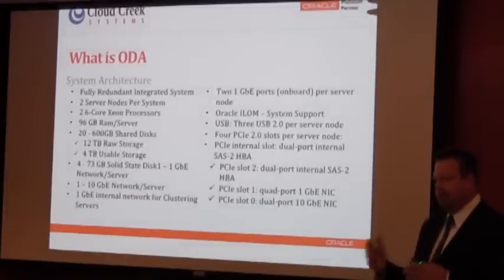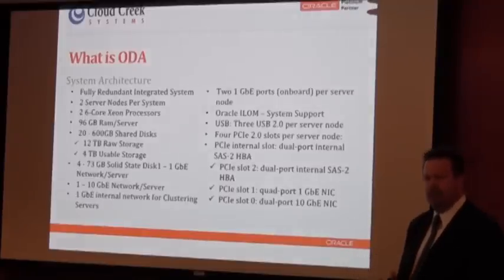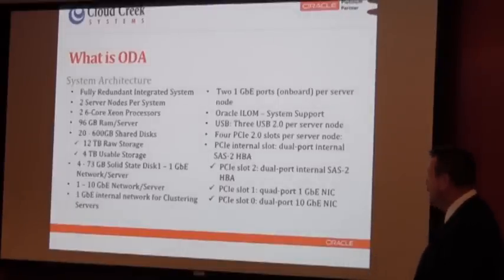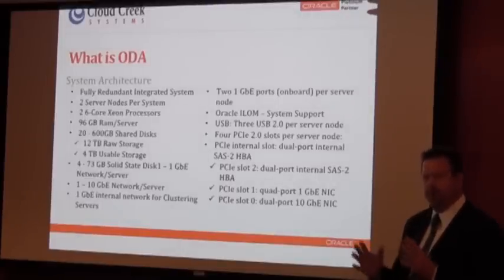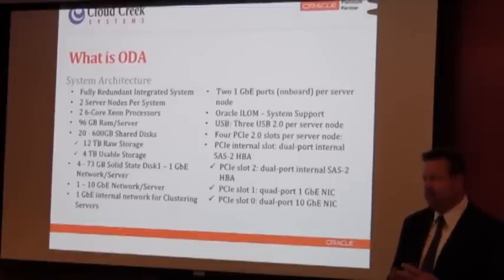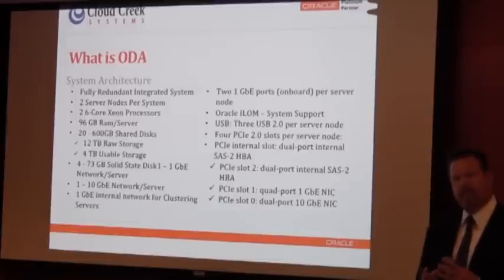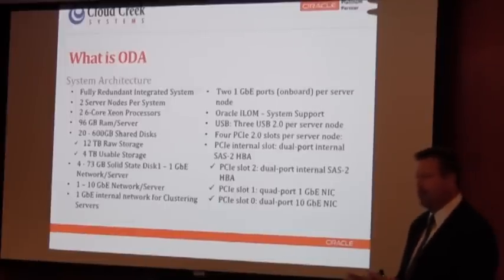Now, to get into the bits and bytes of what this really is on the hardware side, we have 2 servers, 2 full servers built into the system. Each server has 2 CPUs, 6 cores each. Each server has 96 gig of memory built into the system.